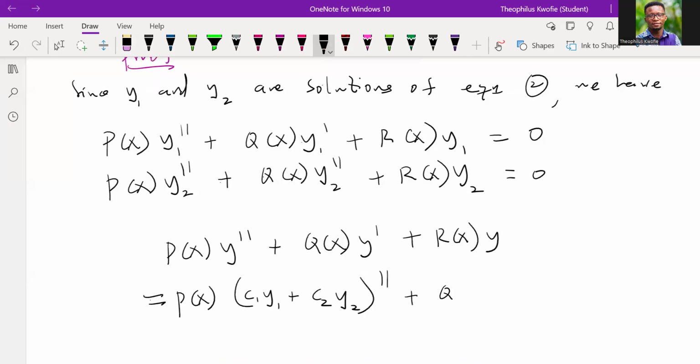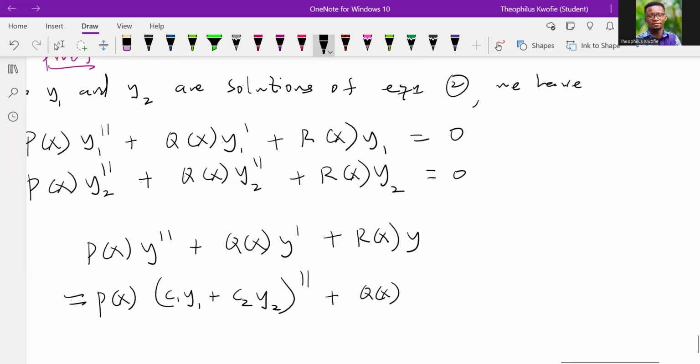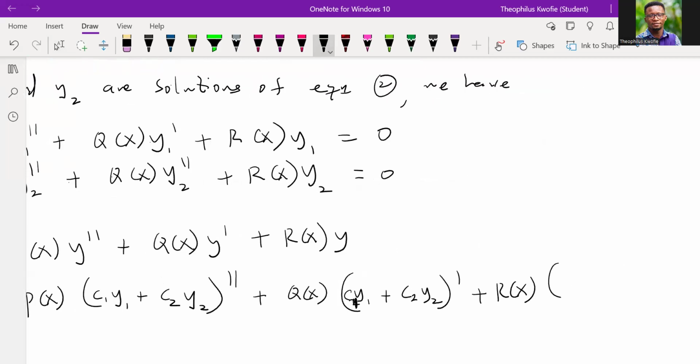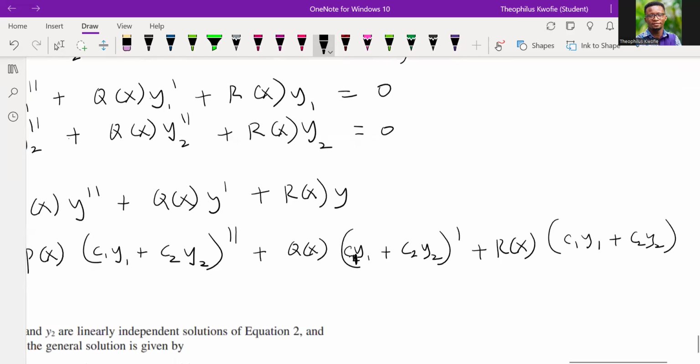And then we have q of x. Then we open the bracket, and with y prime, we are going to replace it by what? By c1 y1 plus c2 y2, prime, plus r of x multiplying our y, which is c1 y1 plus c2 y2.